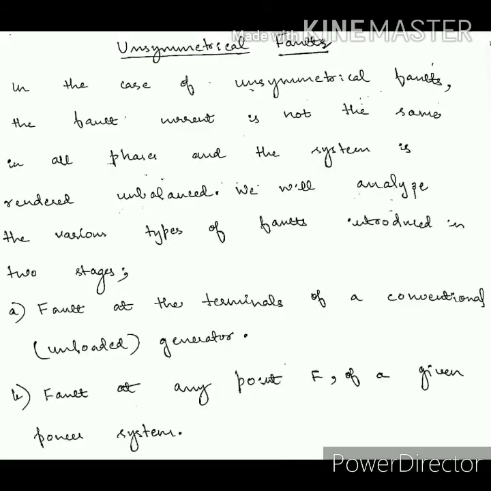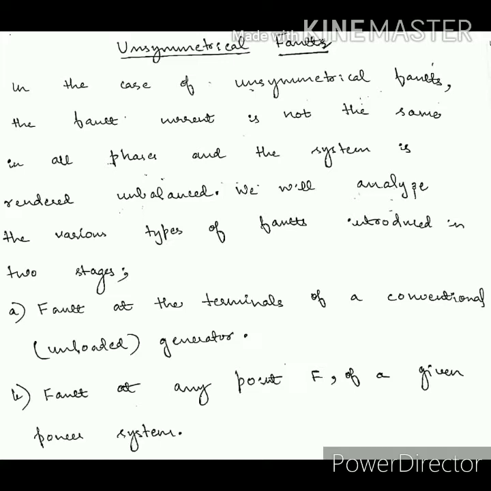In the case of unsymmetrical faults, the fault current is not the same in all phases, and because of this the system is rendered unbalanced. So it involves phasors of different magnitude and phase angles in each phase. Analysis under unbalanced conditions can be carried out on a three-phase basis, but it becomes a difficult process.